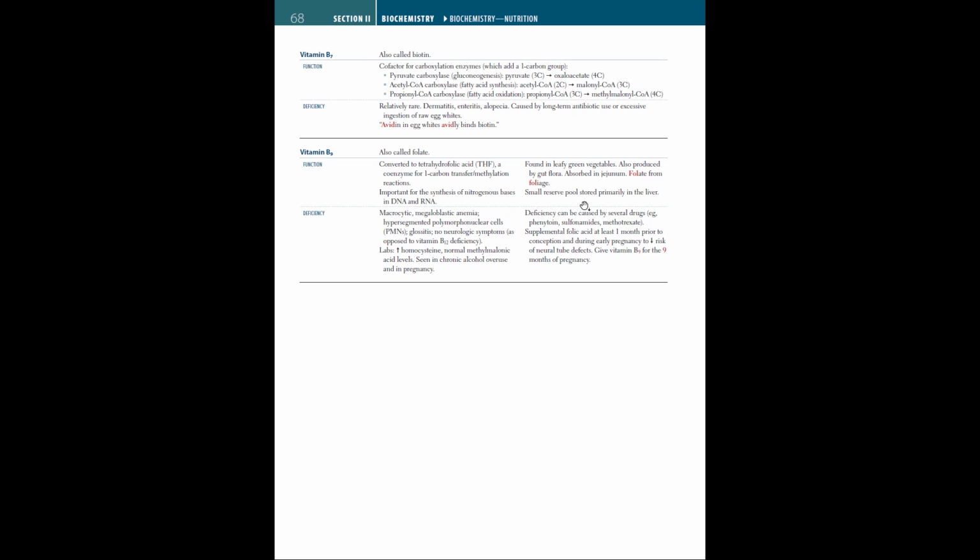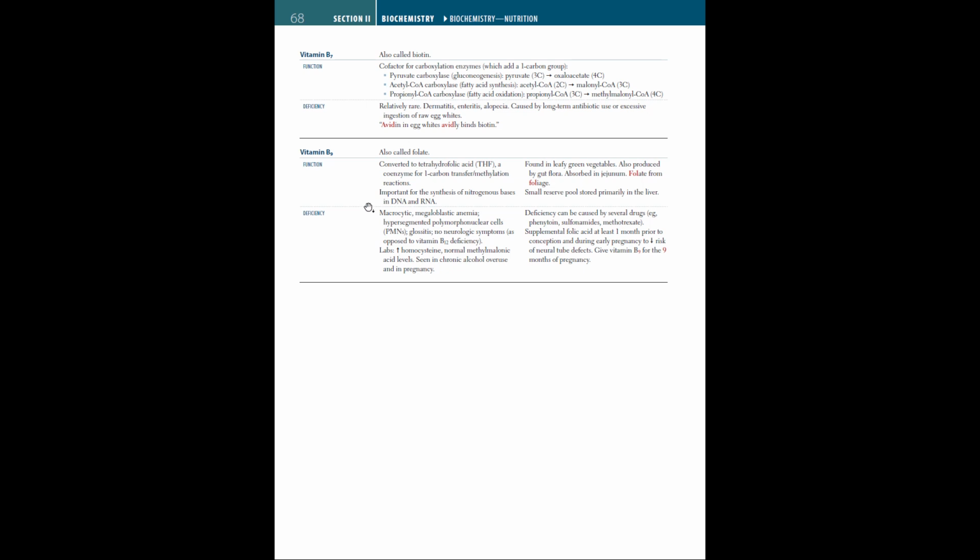Now, a small reserve pool is stored primarily in the liver. Now, deficiency of vitamin B9 or folate leads to macrocytic megaloblastic anemia, hypersegmented polymorphonuclear cells, PMNs, glossitis, no neurological symptoms, as opposed to vitamin B12 deficiency, which we'll get to in a bit. Labs show increased homocysteine and normal methylmalonic acid levels, seen in chronic alcohol overuse and in pregnancy.